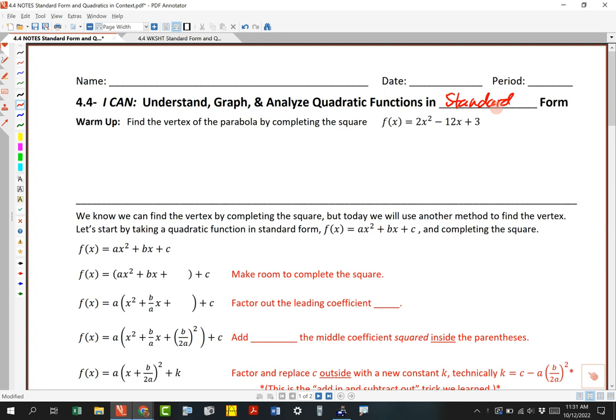Okay? And we've seen standard form before. It's actually this format right here. It's not as graph-friendly a form. It's certainly not in vertex form. So let me make sure that I catch up with you guys and do this right.